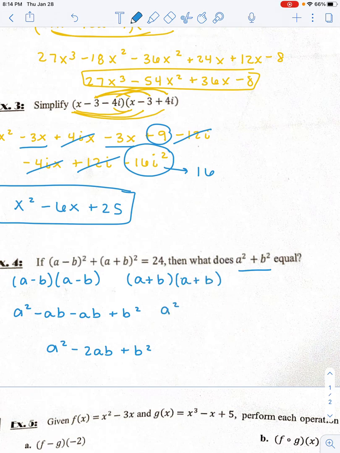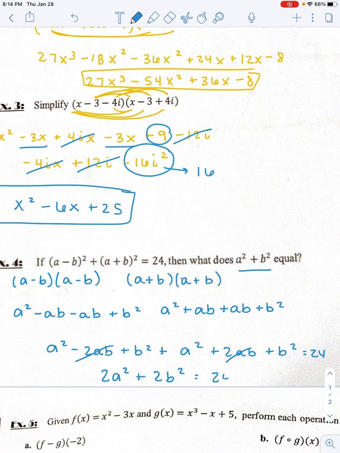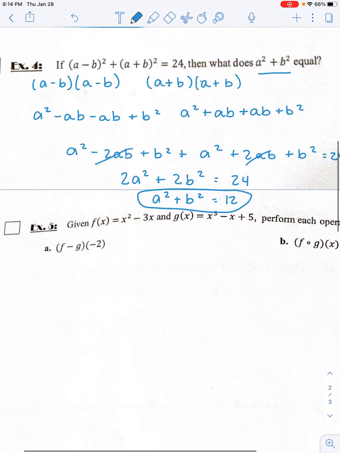If I do the a plus b, that gets me a squared plus ab plus ab plus b squared. And that gets me a squared plus 2ab plus b squared. That equals 24 here. I'm adding those all together. So in the end, these will cancel. I got 2a squared plus 2b squared equals 24. Divide everything by 2, and I get a squared plus b squared equals 12.